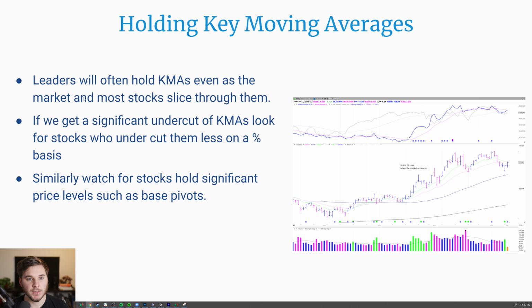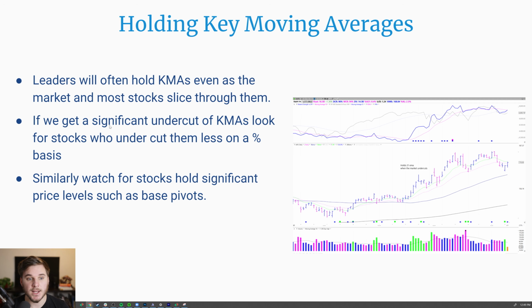So next up, let's talk about holding key moving averages and also just key levels in general. So first of all, leaders will often hold key moving averages. That's what KMA stands for, even as the market and most stocks slice right through them. And that could be the 21 exponential moving average, the 50 SMA, the 200 SMA. It really just depends on the context of that particular pullback or correction. And basically you want to look for stocks that if the market is slicing through that, they are holding above them and showing that they're being supported even as the market is under distribution.